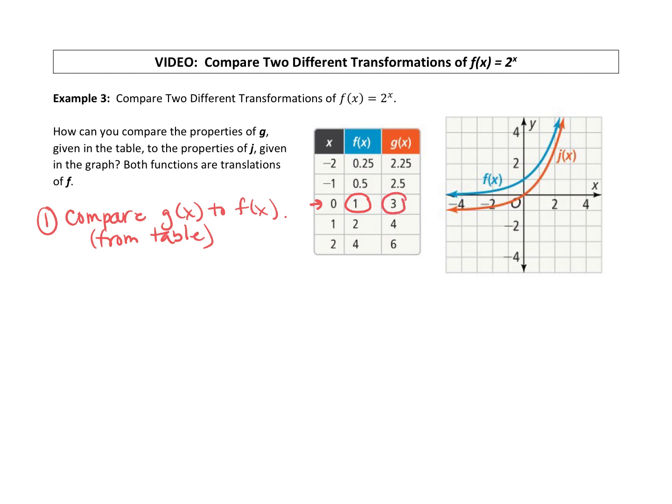So our y-intercept moved from 1 to 3. So that means that g of x translated up 2 units from f of x.